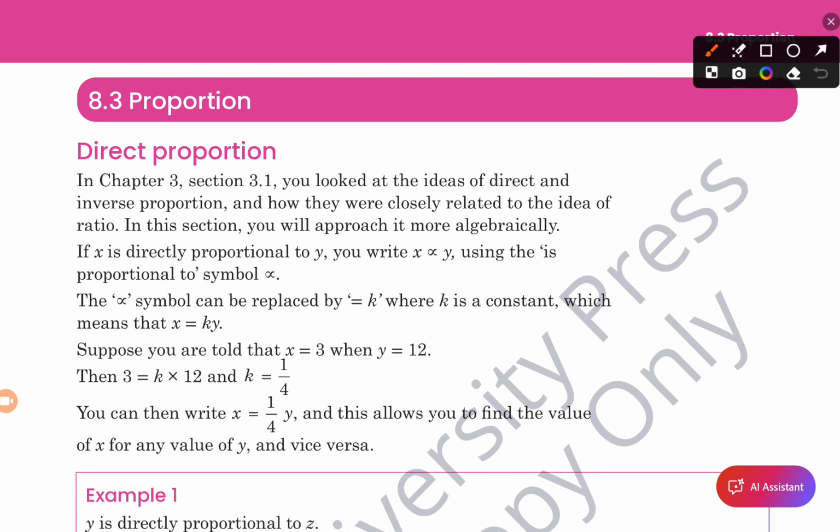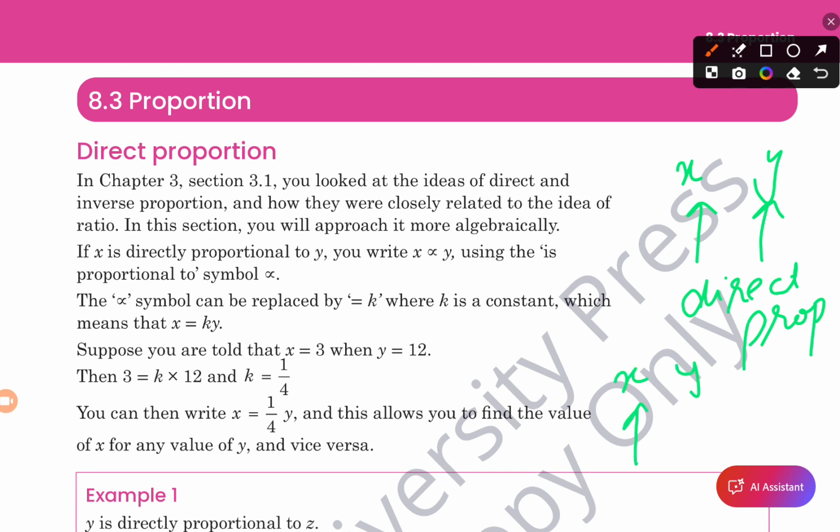When we have two variables, for example x and y, if they behave the same way, for example if x increases, y will also increase, that means they have a direct relationship with each other. So this is called direct proportion or direct variation. And if x increases, on the other hand, y will decrease, this is called inverse proportion, or inverse variation.